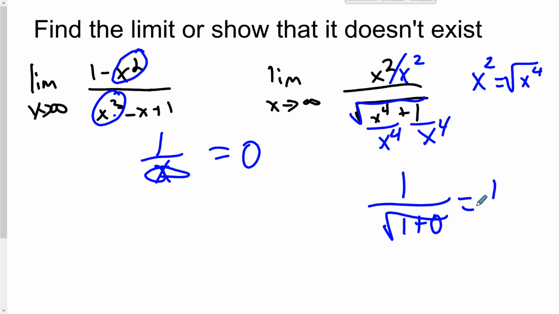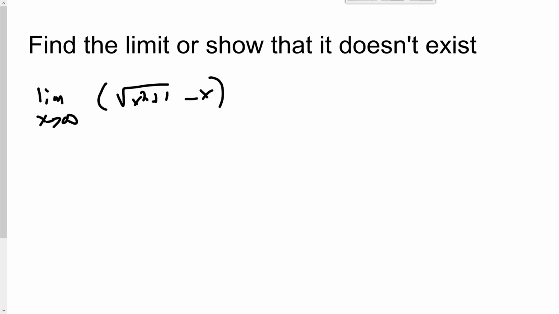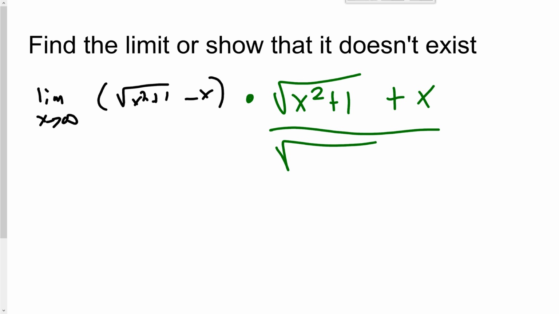Square root of that, which is 1 over square root of 1, which is just 1. We look at this one. Multiply top and bottom by the conjugate. Plus x. On the bottom, same thing. FOIL the top, we get square root of x.